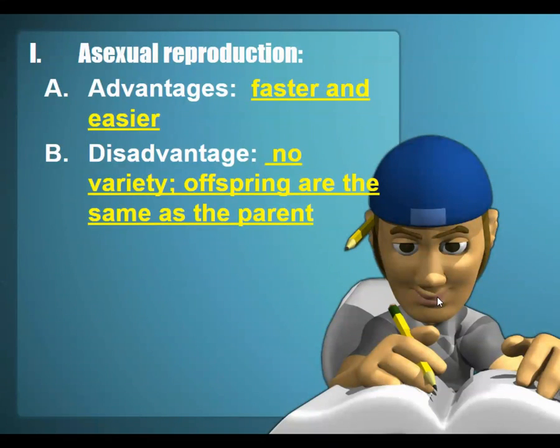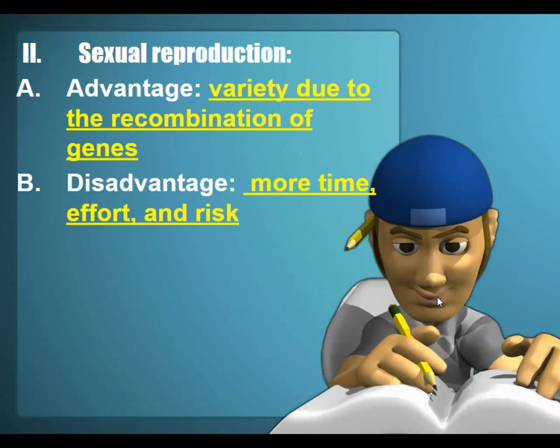A disadvantage is that there's no variety. The offspring are all going to be identical to the parent. And that's not good in terms of environmental change or even for evolution. There needs to be variety for that species to be safe. Then we have sexual reproduction. The advantage there is the variety due to the recombination of genes. However, the disadvantage is that it does take more time, more effort, and more risk is involved.